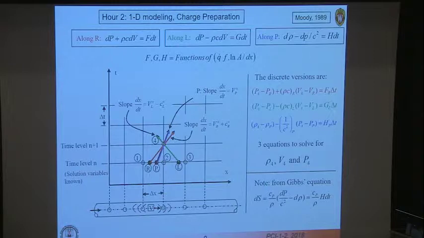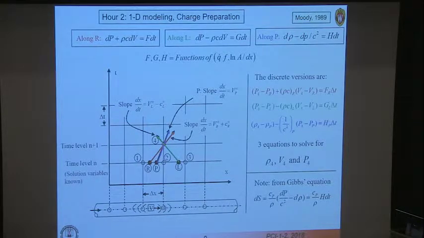If you look at the method of characteristics, you can actually go further and show that along the right-running characteristic, changes in pressure are related to changes in velocity through a source term F here, which is a function of the heat transfer, the friction factor, and the area change. And similarly, along the left-running characteristic, there's an equation. And along the particle path, there's another equation that relates density and pressure changes.